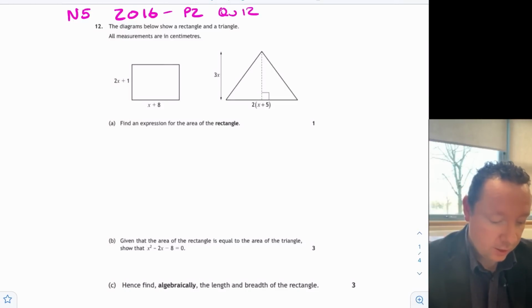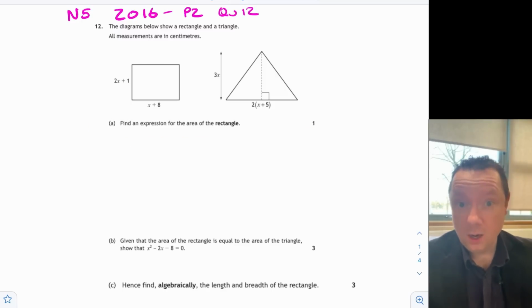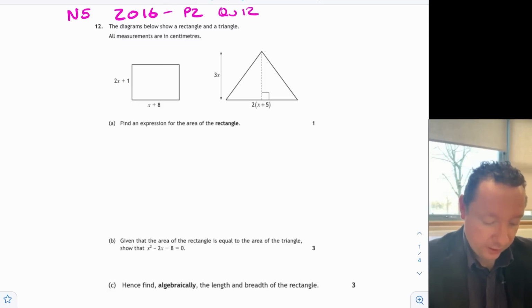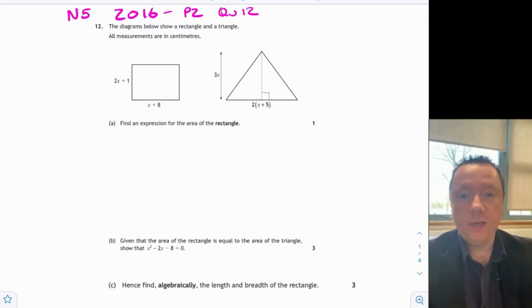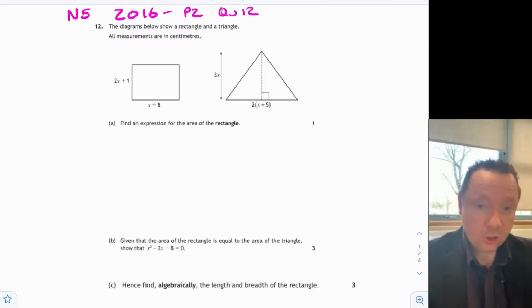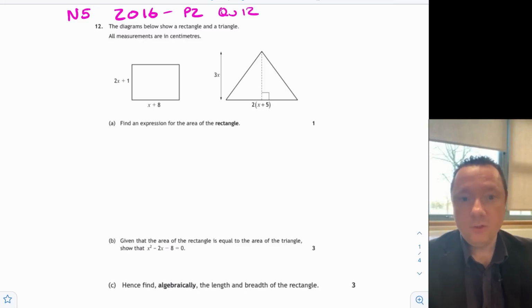It says, the diagrams below show a rectangle and triangle. All measurements are in centimetres. Find an expression for the area of the rectangle for 1 mark. Then, given the area of the rectangle equals the area of the triangle, show that x squared minus 2x minus 8 equals 0 for 3 marks. Then find algebraically the length and breadth of the rectangle for 3 marks as well. Have a look at this and see if you can get anywhere with it before we come back and discuss it and see what the solution is.